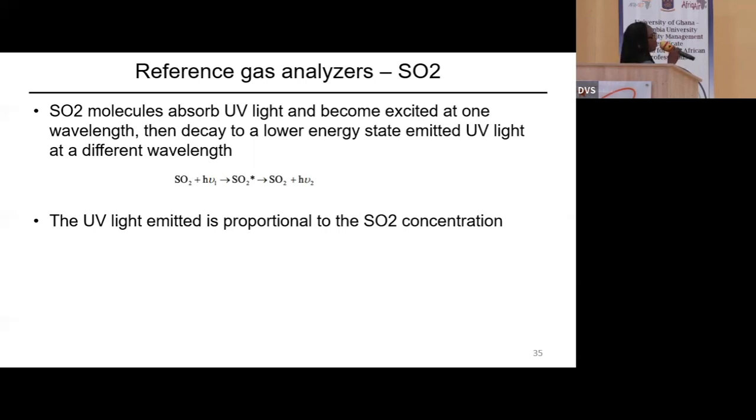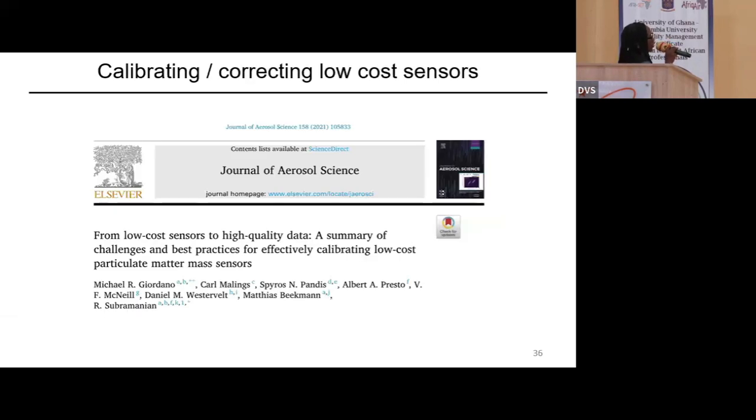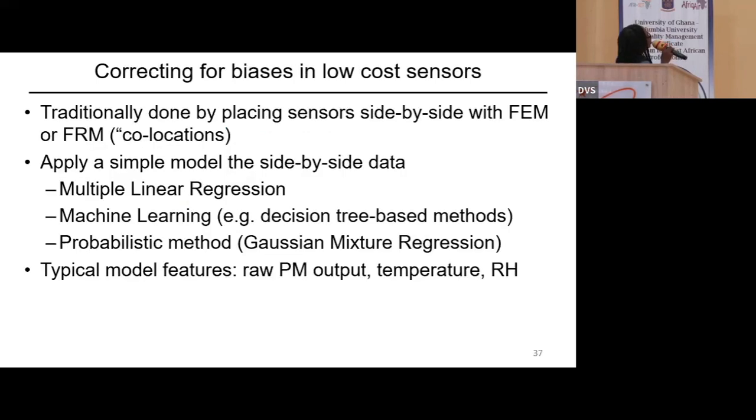So calibrating and correcting low-cost sensors. I think most of us know Mike, and this is part of his work. So let's see in the next slide what to do. Traditionally, what is done is placing the sensors side by side with the reference monitor. That is what is called co-location.